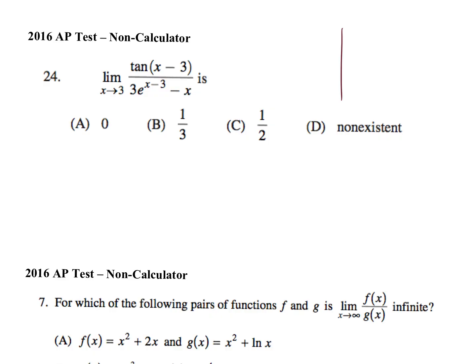Tangent at 0. Tangent is sine over cosine. 0 over 1 is 0, so I'd get 0 over. If I plug in a 3 here, e to the 0 is 1 times 3. 3 minus 3. Are we at 0? Okay. As soon as you see that, you're like, Mr. L'Hopital, let's do it. Limit as x approaches 3.